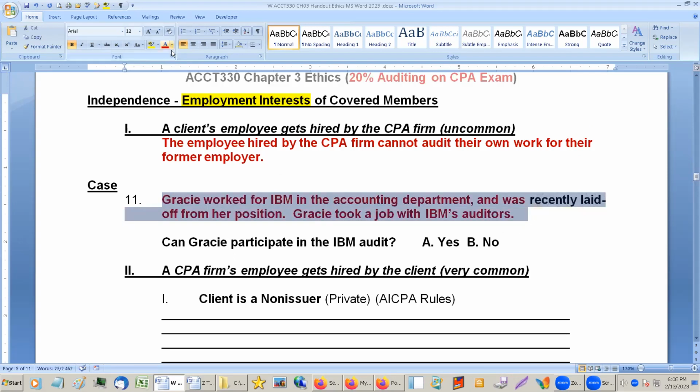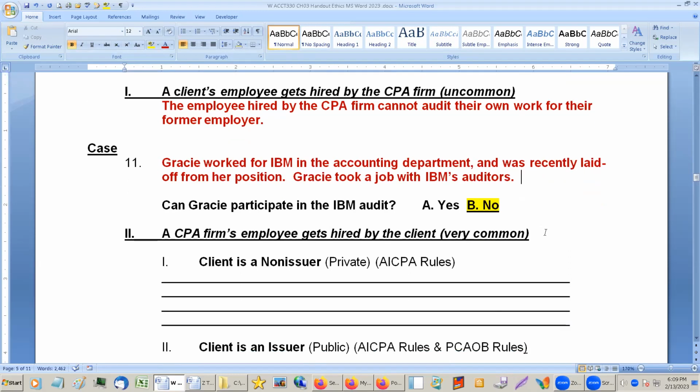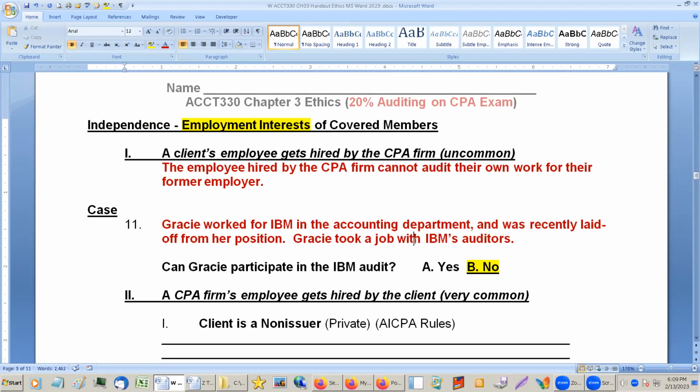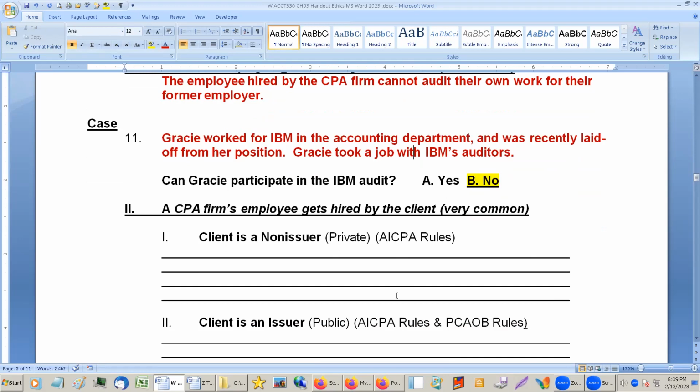No. Nope. Yep, you're right. You're both right. She can't work on it because she'd be auditing her own work. Now, if years go by and her work is no longer included in the financial statements, then she can. So yeah, they can't audit their own work. So that one's kind of easy.